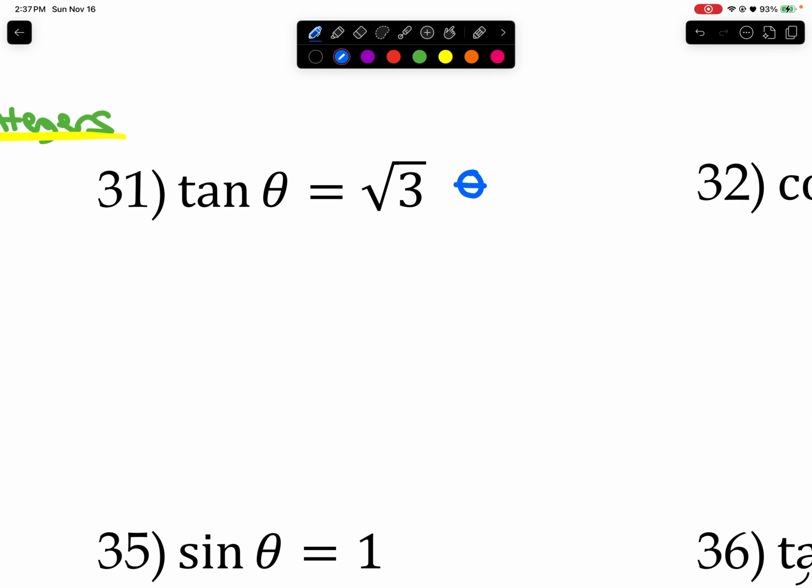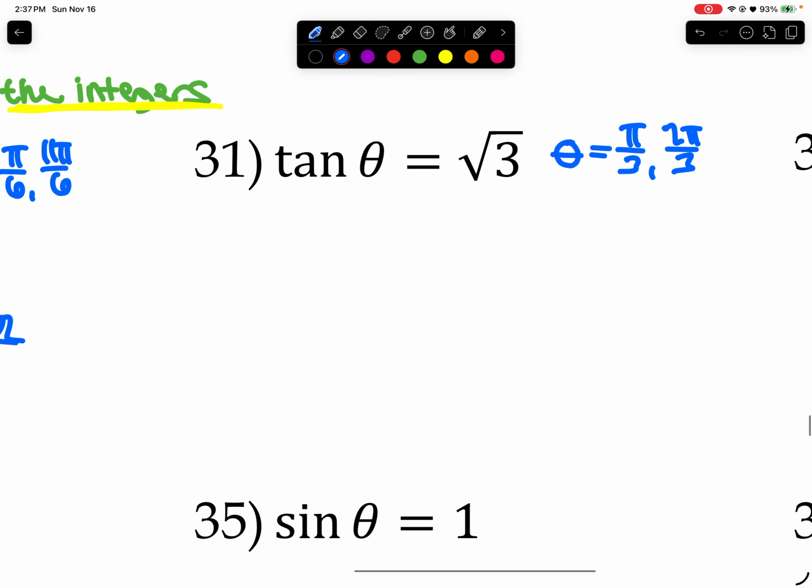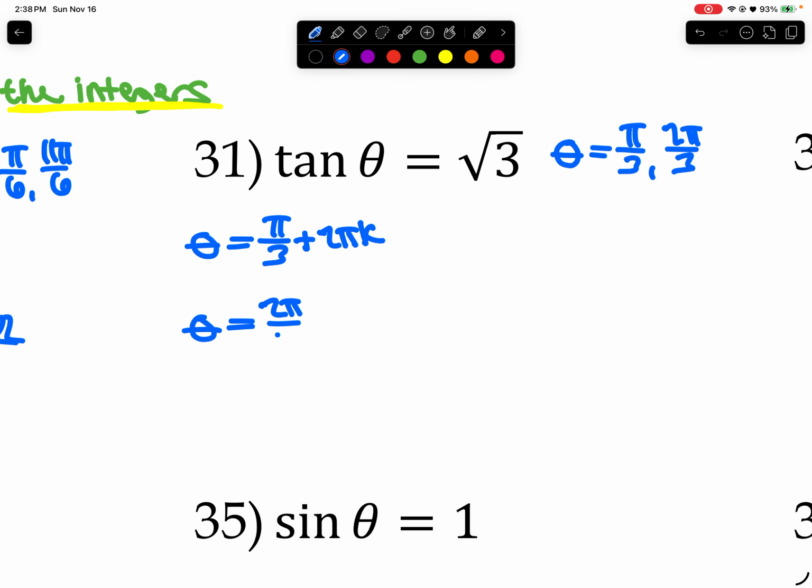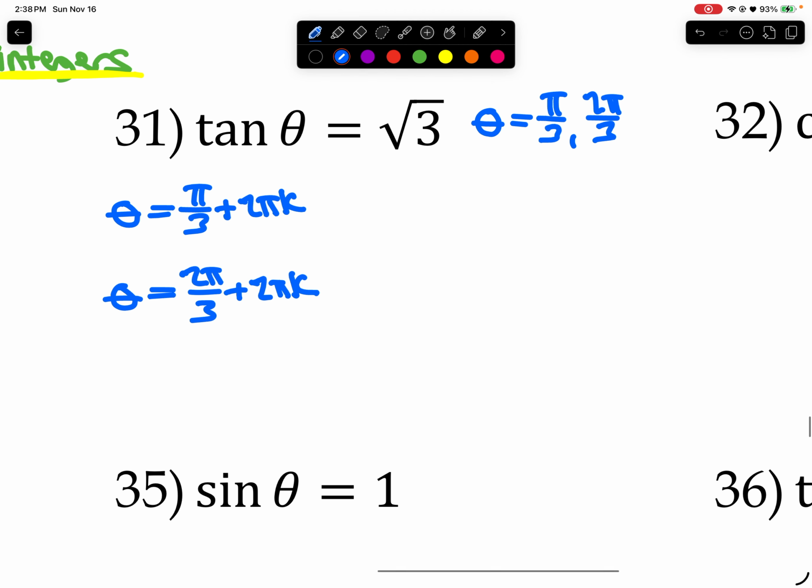So this is going to happen at pi over 3 and 2 pi over 3. So if I were to just write out theta equals pi over 3 plus 2 pi k, and then theta is equal to 2 pi over 3 plus 2 pi k, so we have a little bit of an issue. So k represents an integer, right? So when I say an integer, that means k could equal like -1, 0, 1, 2, 3, and so on and so on and so on.